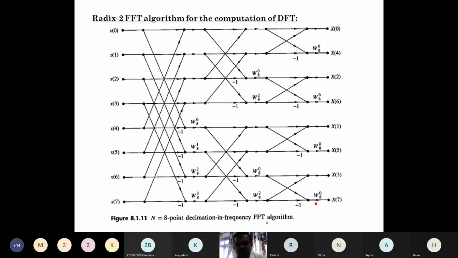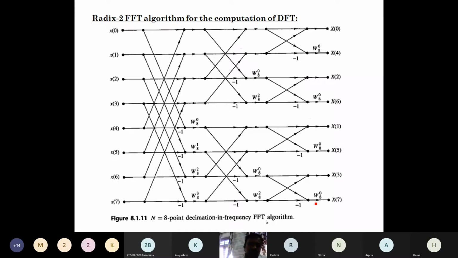This will be the graph you are going to observe. Exactly the reverse process of DIT. DIT goes from lower combination to higher combination: first 2-point DFT, next 4-point DFT, next 8-point DFT, 16-point DFT, 32-point DFT. Here it reverses. First higher to lower. That is nothing but what?